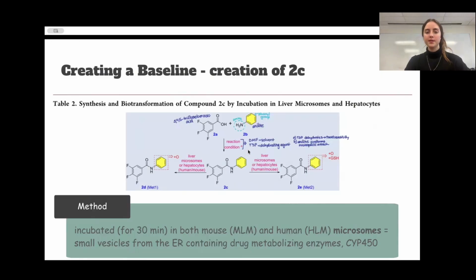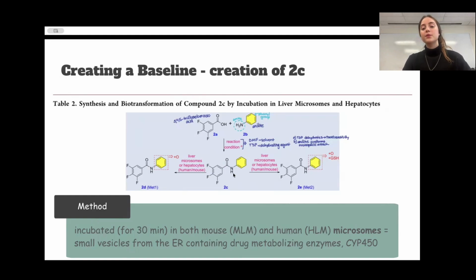So to form 2C, they took 3,4,5-trifluorobenzoic acid and combined it with aniline in DMF solvent with a T3P dehydrating agent. Basically, they were creating an environment where it would be easier for nucleophilic attack from the nitrogen in the aniline to the acid in the formation of 2C.